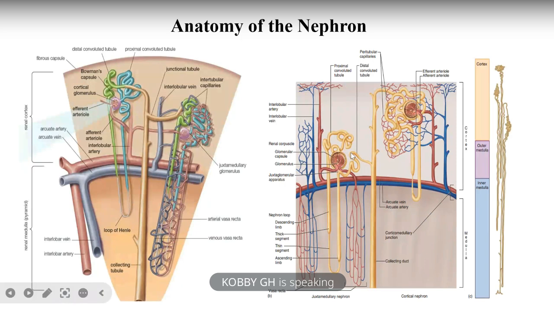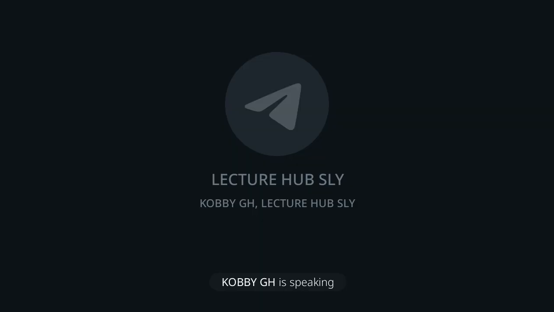For juxtamedullary nephrons, you can see that their renal corpuscles are located closer to the cortico-medullary junction of the kidney. What is the cortico-medullary junction? That's the junction where we have the border of the cortex and the medulla. You can see clearly the renal corpuscle of the juxtamedullary nephron.